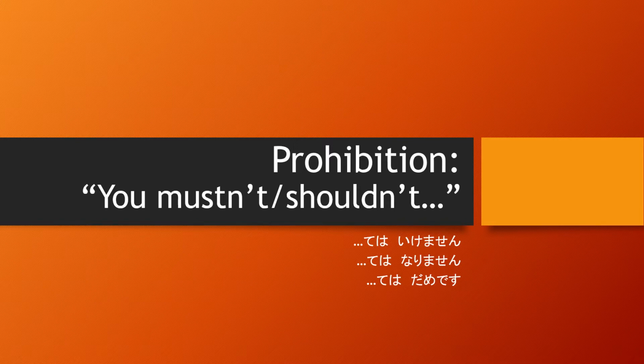Today we're looking at how to talk about prohibition. How do we say in Japanese, you mustn't or you shouldn't do something? In essence, there is really just one grammar structure, but by remembering two other vocabs, you are able to say the same thing in three different ways. So it's one grammar structure that can grow into three grammar structures. Let's have a look first.